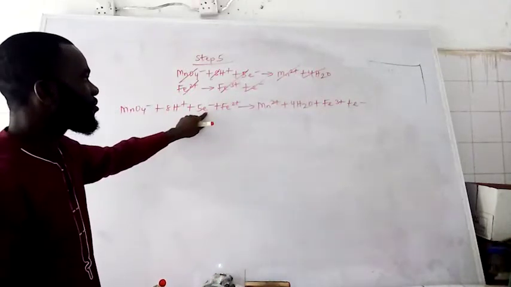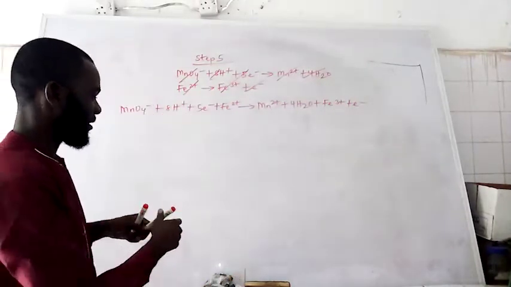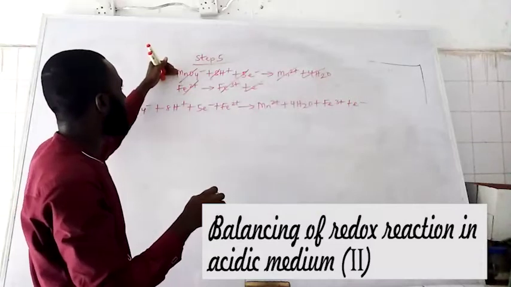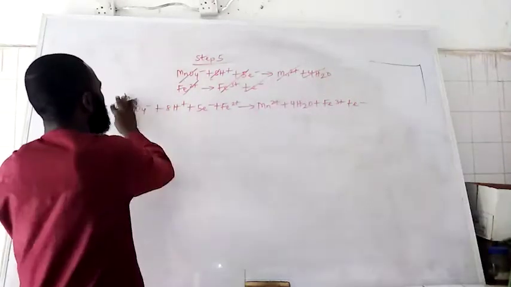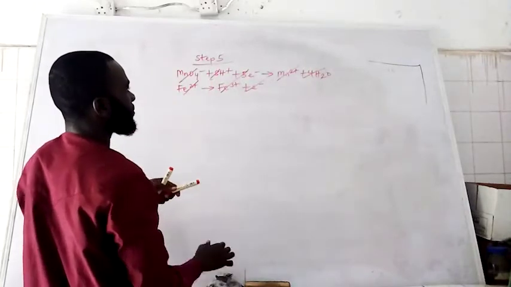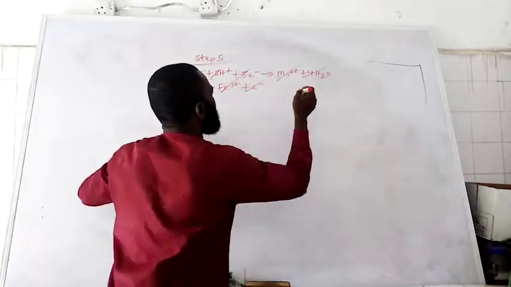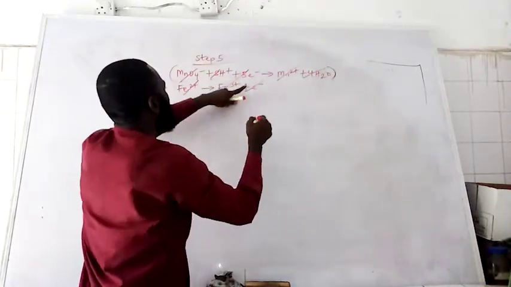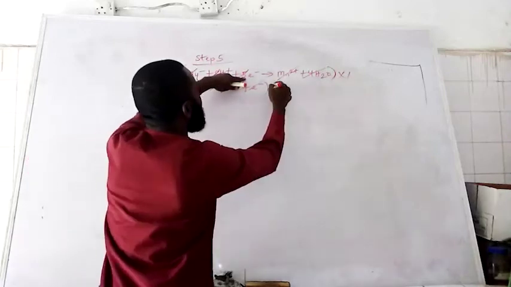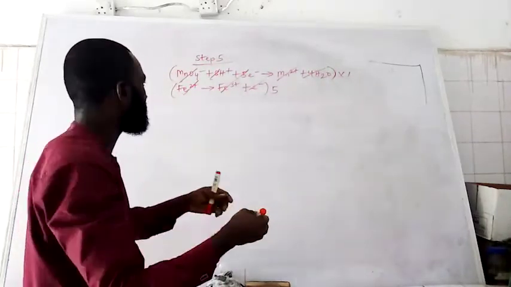I have 5 electrons, and I'm supposed to multiply. I need to have the same number of electrons for the first equation and the second equation. By visual inspection, I have 5 electrons and I have 1 electron. So I will multiply these by 1, while I will multiply these by 5, so as to have the same number of electrons, so that they can cancel out.